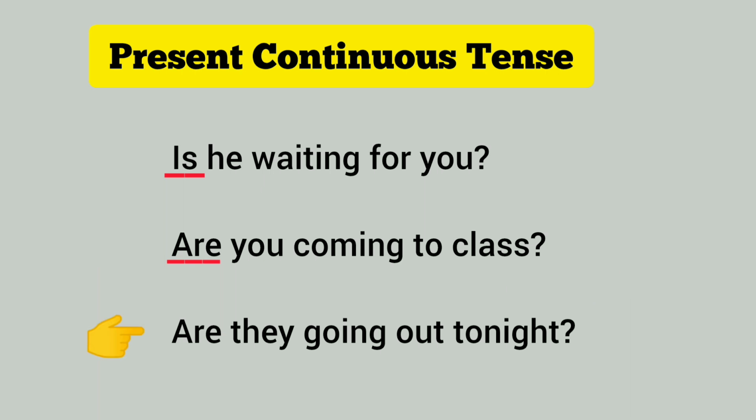The last one. Are they going out tonight? The subject here is they. So the be verb is are, and we are putting are at the beginning of the sentence. Are they going out tonight? And the answer could be yes, they are, or no, they aren't.